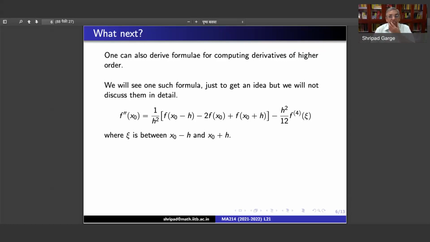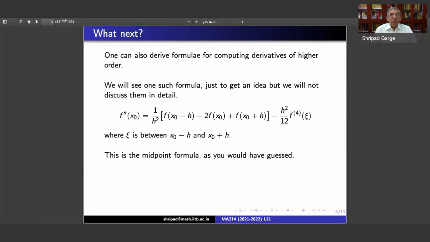And here our error is in the fourth derivative of the function evaluated at some xi, where xi is between x naught minus h and x naught plus h, and you would have guessed it already that this is the midpoint formula. You can similarly derive the endpoint formula for this side or that side. So this is the 3-point midpoint formula. There is a 3-point endpoint formula for a double derivative, and similarly the 5-point formula.